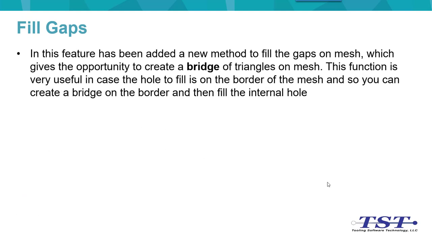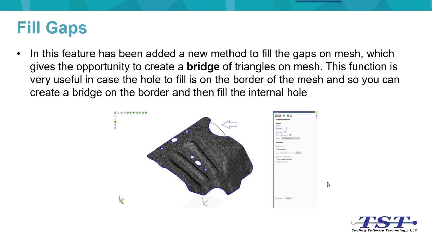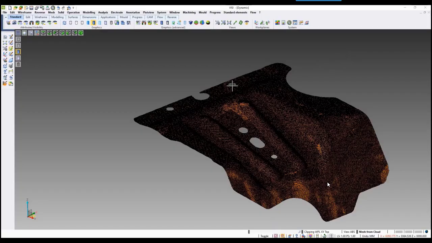Fill gaps. In this feature has been added a new method to fill holes on a mesh, which gives you the opportunity to create a bridge of triangles on the mesh. This function is very useful for holes that are on the outer boundary of a mesh, so you can actually create the mesh on a border and then fill it in as an internal hole. So here's just a quick video example of that showing this.